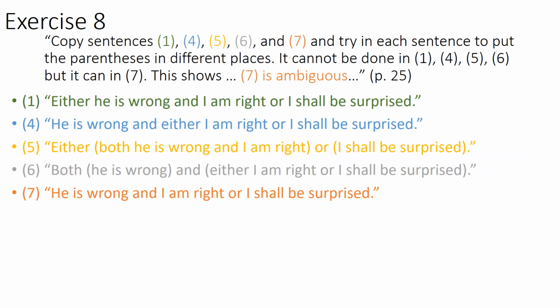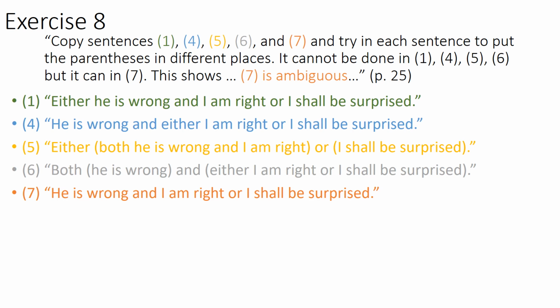With all that in mind, let's look at exercise 8 from page 25. Copy sentences 1, 4, 5, 6, and 7, and try in each sentence to put the parentheses in different places. It cannot be done in 1, 4, 5, 6, but it can in 7. This shows 7 is ambiguous. Let's look at 1. Either he is wrong, and I am right, or I shall be surprised.